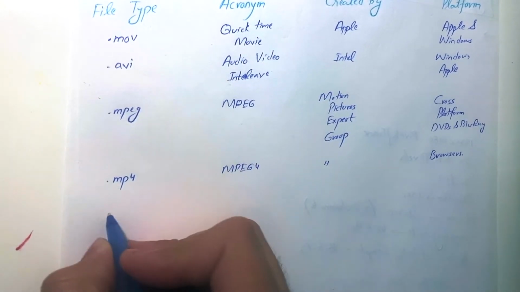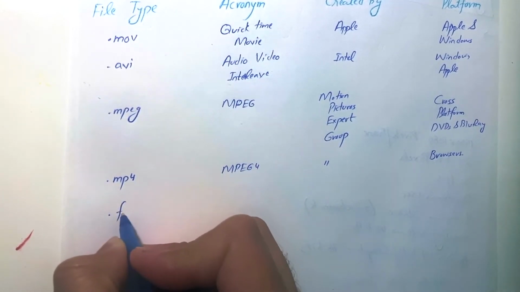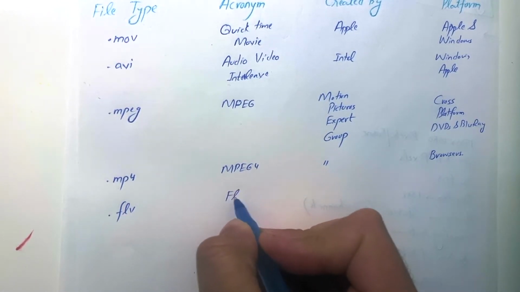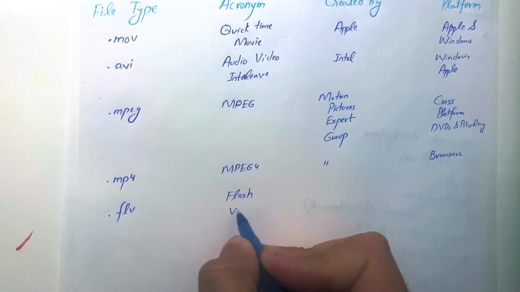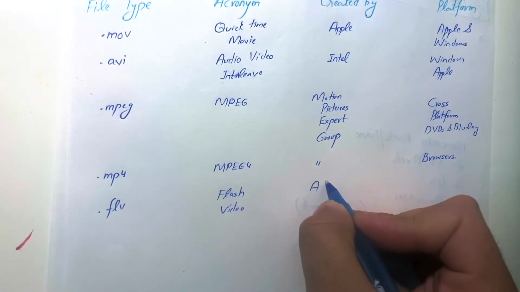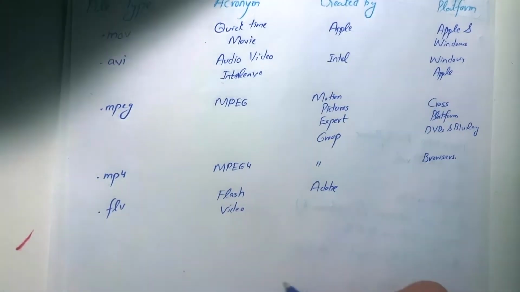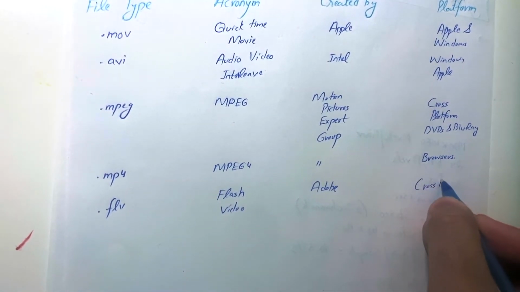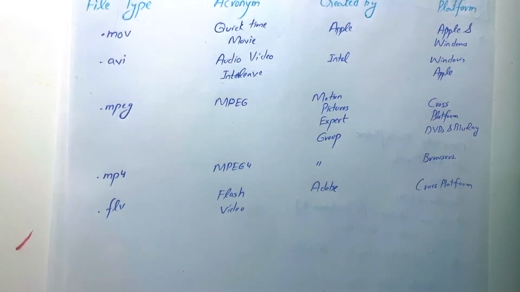Then we have another common standard, .FLV. FLV stands for Flash Video. Flash Video, that's the acronym, and it was created by Adobe. So Adobe created that, and again, it's basically cross-platform. But you need an Adobe Movie Player in order to watch it. Cross-platform means you can run it on Windows, Apple, Linux as well.